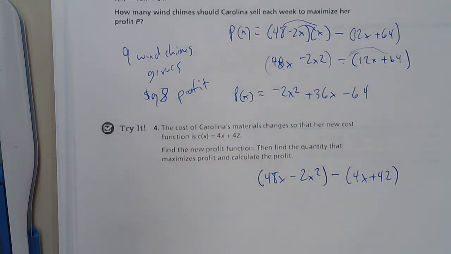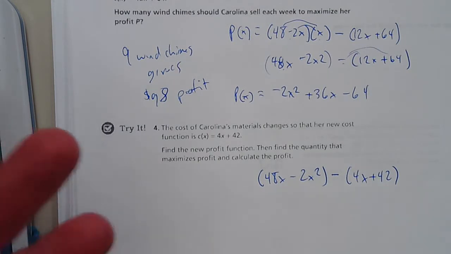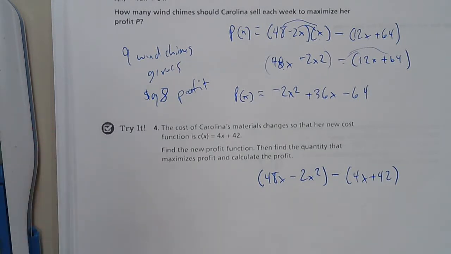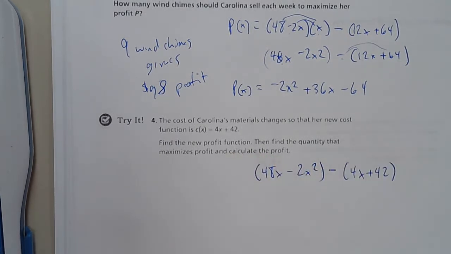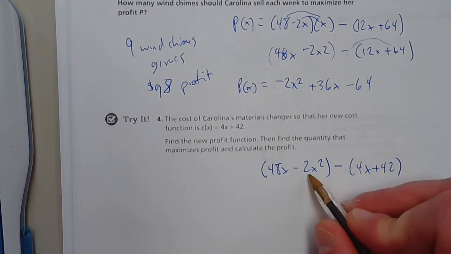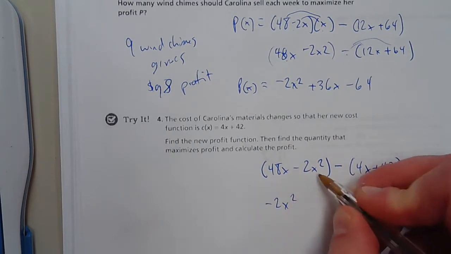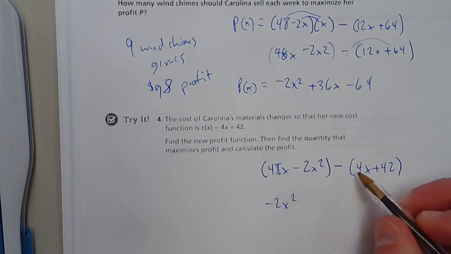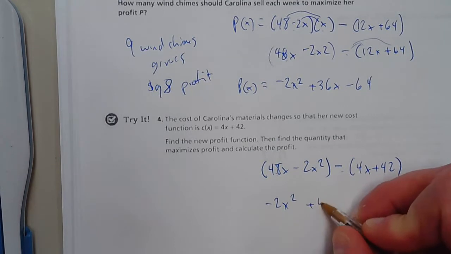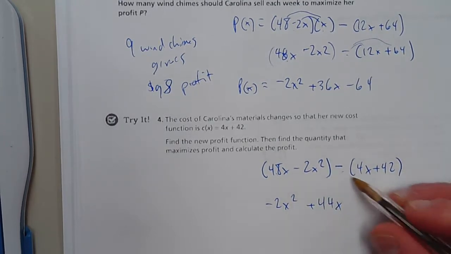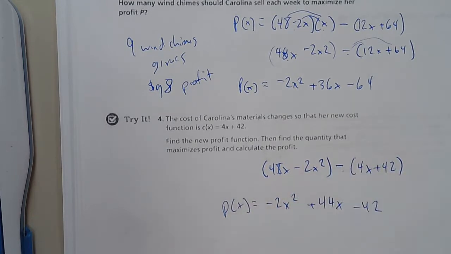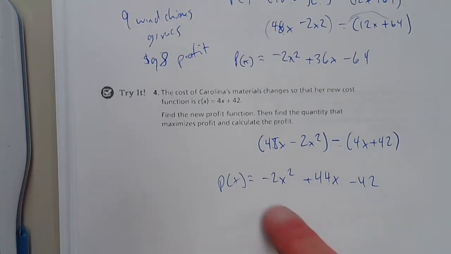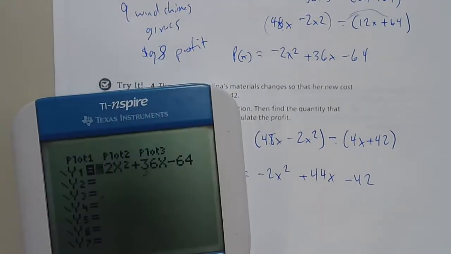So maybe she found a different place to buy her materials, so the cost changed. Maybe it's a little cheaper now. Let's see how this changes things. We're still looking for the new maximum profit. Again, our lead term is going to be minus 2x squared. 48 minus the 4x is going to be 44x. And then we're going to have minus 42. So we've got a slightly different function now, just because the cost was different. Now we can take this function, type it in, and see how it's different.